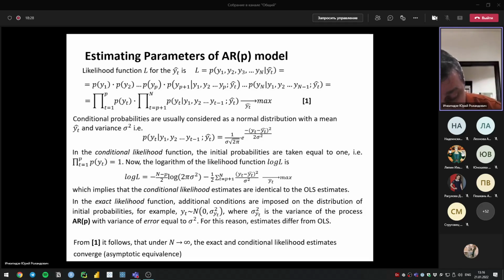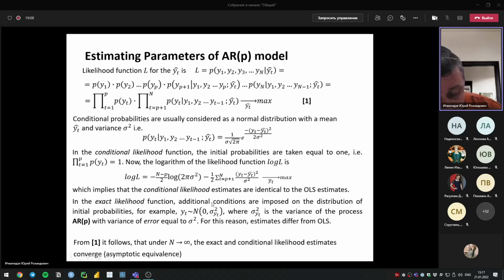The exact likelihood function imposes additional conditions on the distribution of initial probabilities, for which we do not yet have a history and cannot estimate the model parameters. For example, they are assumed to be normally distributed with some standard error and some mean. And now, depending on these assumptions, the estimates may already differ from the method of least squares.